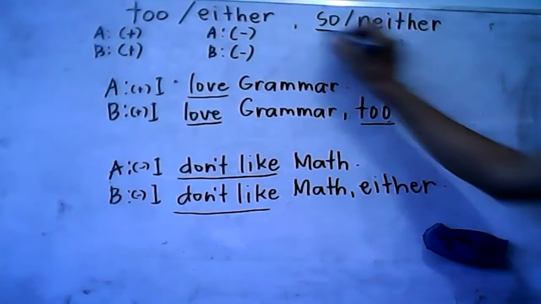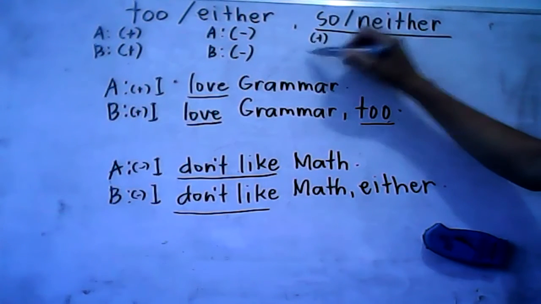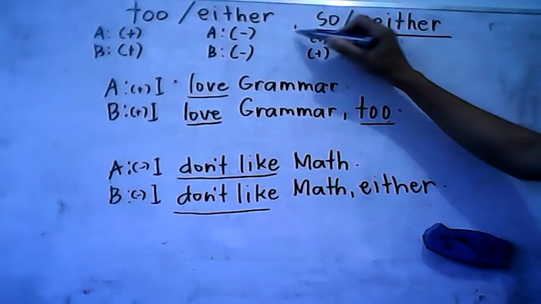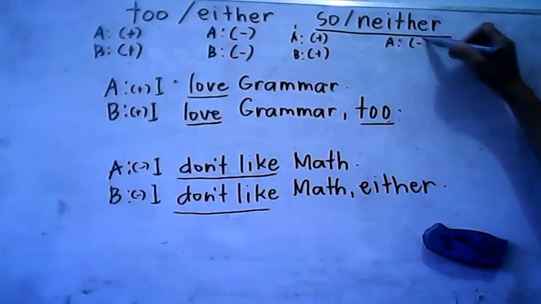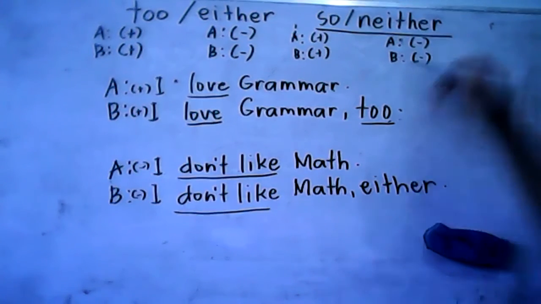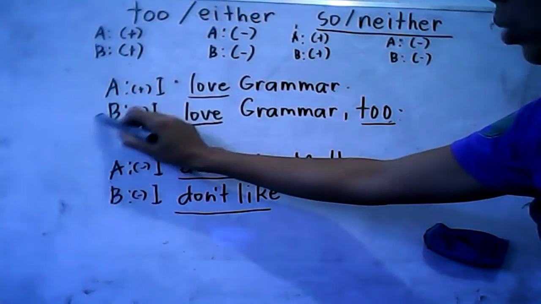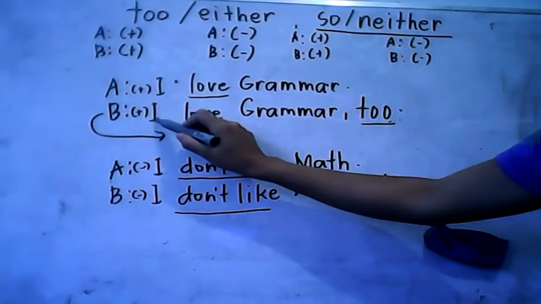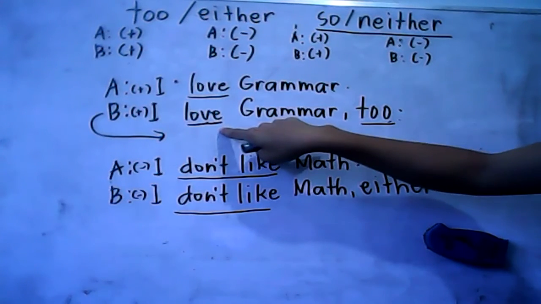Now, how about so and neither? We actually follow the same rule. This is positive, positive for A and B. And then we use neither if A says something negative and B feels the same way, also negative. So let's use this example. We can actually just shorten the reply of B. I love grammar too. How many verbs do we have? One. Is it a be verb?